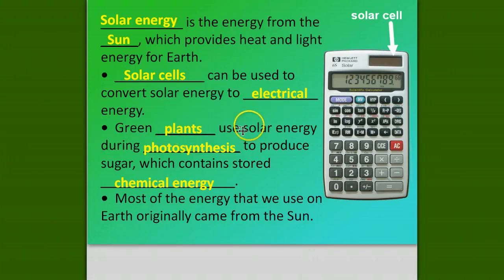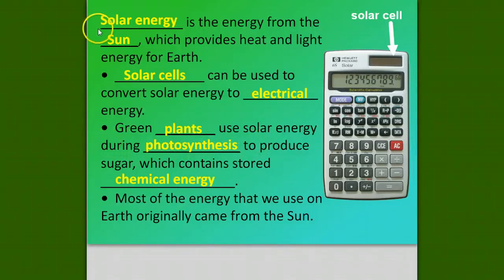Green plants use solar energy during photosynthesis to produce sugar, which contains stored chemical energy. Well, we know that. Photosynthesis makes food only in the sunlight. See, you need the sunlight to make food. That's solar energy. Most of the energy that we use on Earth originally came from the sun.